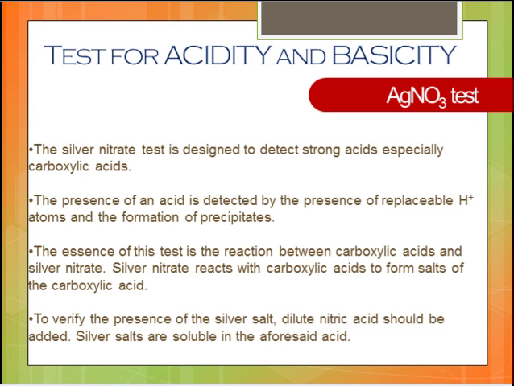So now here's a summary for the silver nitrate test. This test was designed to detect strong acids like carboxylic acids because of the presence of precipitates indicating replacement of hydrogen atoms. The reaction that occurs precipitates the salts of the carboxylic acids, and as said earlier, adding nitric acid will dissolve the said precipitates.